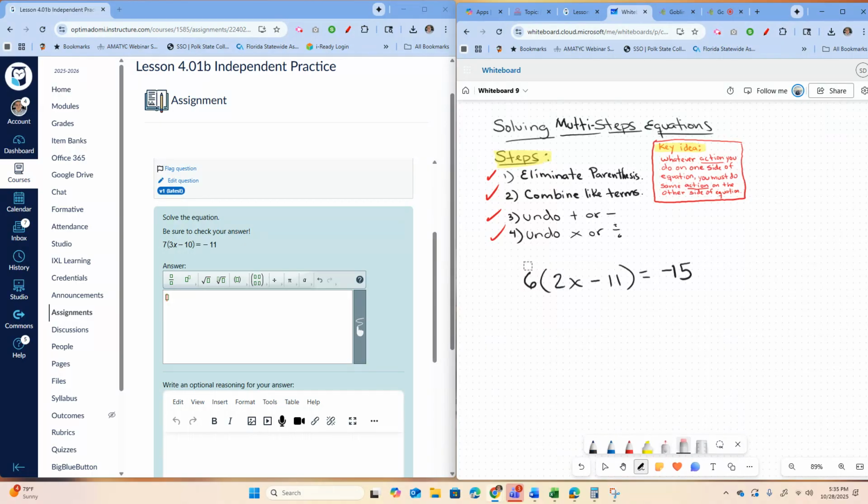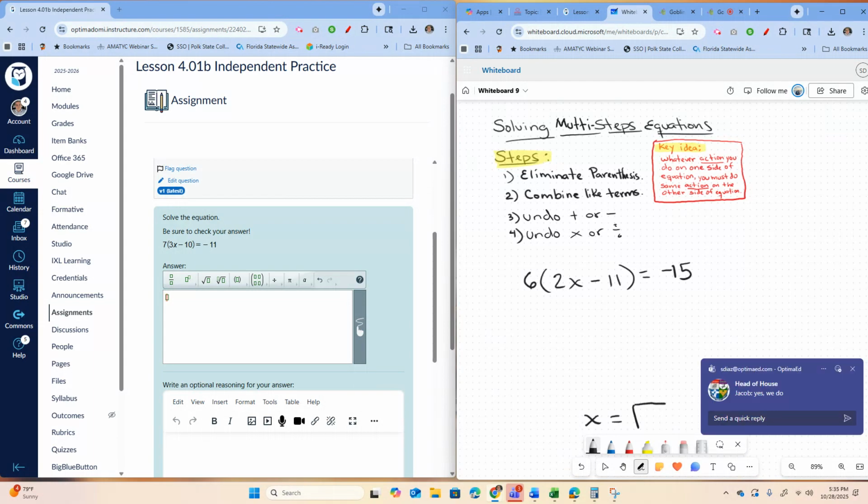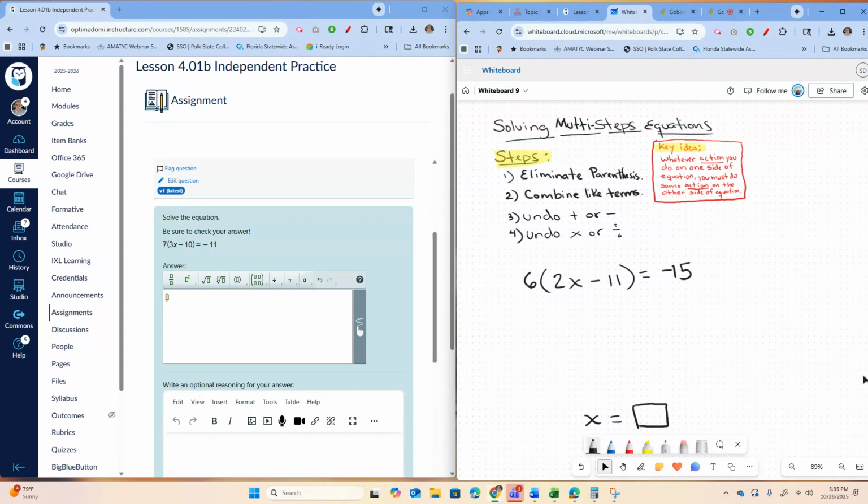So how do we do this? We're solving equation that involves multi-steps. These steps that I wrote on the top. So at the end, we get the value of x, and it's going to end like this. X equal a number. Okay. And how do we do that? We're going to follow these steps. Step number 1, eliminate parentheses. Look, I have a parenthesis.